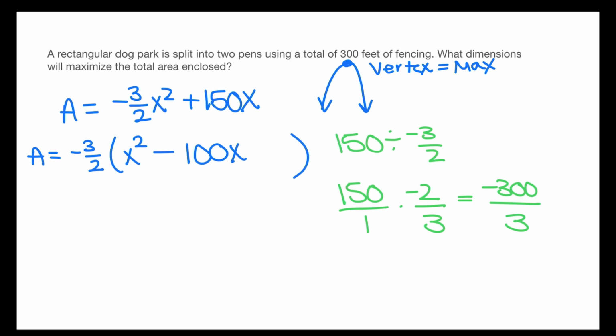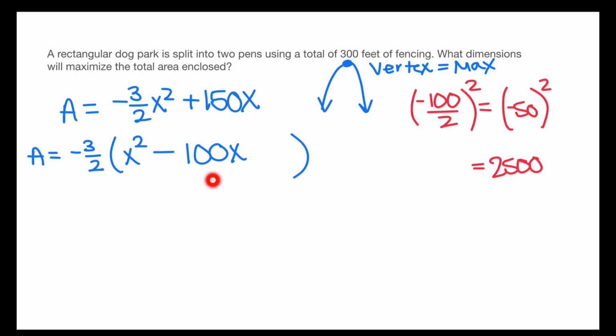Now my next step is to complete the square. So I take the negative 100, the number in front of the x, divide it by 2. That gives me negative 50, and then I square it. 50 squared is 2,500. So I'm going to be adding 2,500 inside the parentheses.